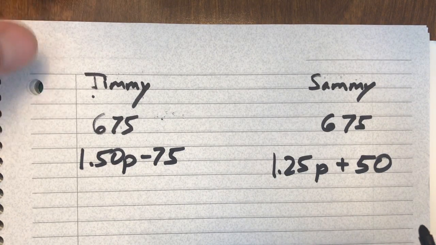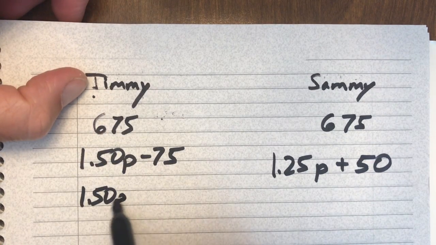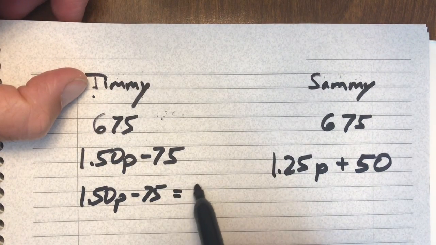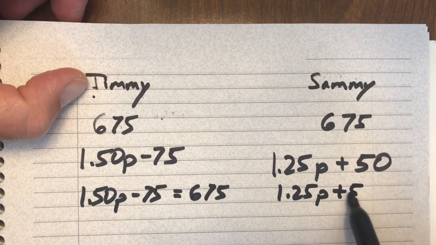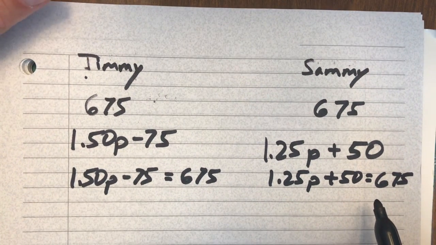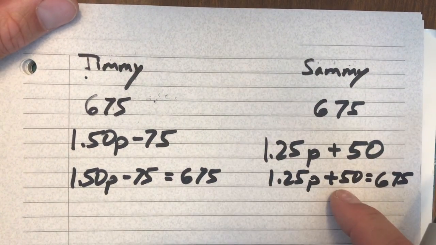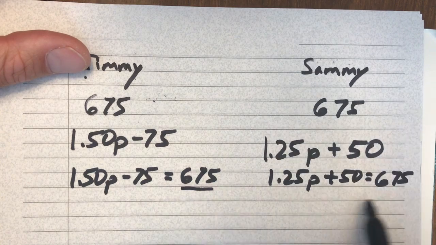Well, there's two ways to do it. We could set up two separate equations like this, $1.50p minus 75 equals $675, and $1.25p plus 50 equals $675. And we could do it that way. And that would work, but we're solving two separate equations, and it takes a little bit longer possibly. So we're going to do it a little bit differently.